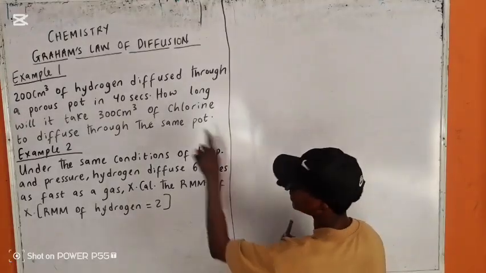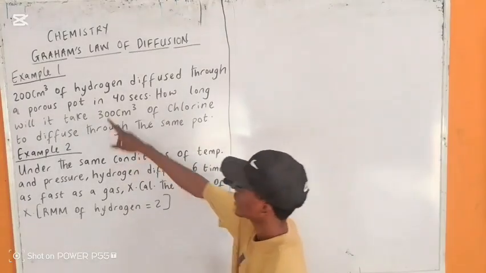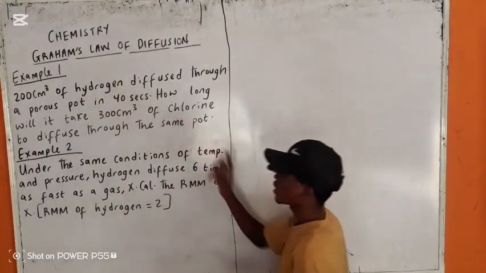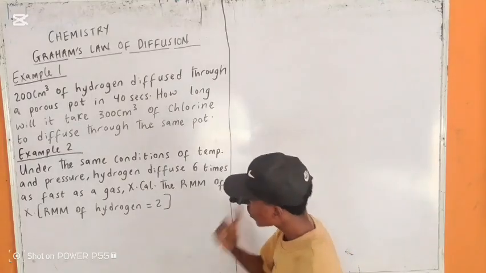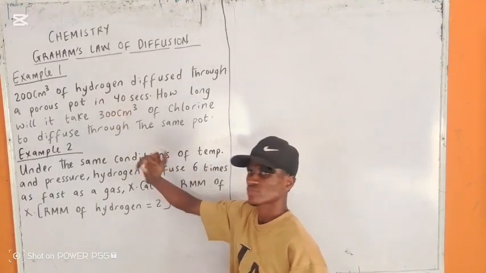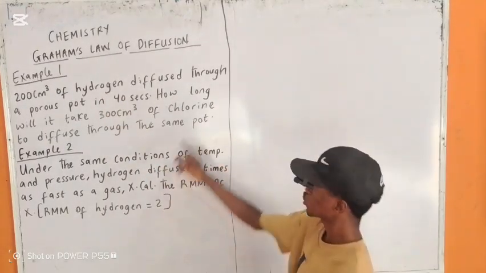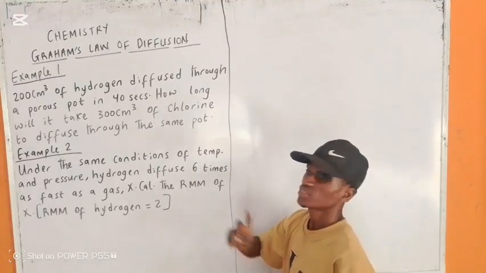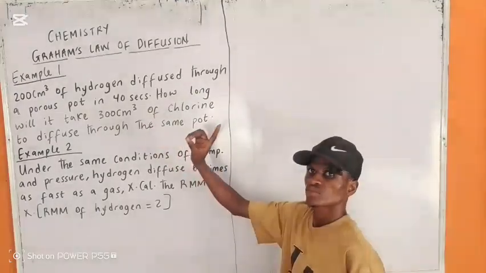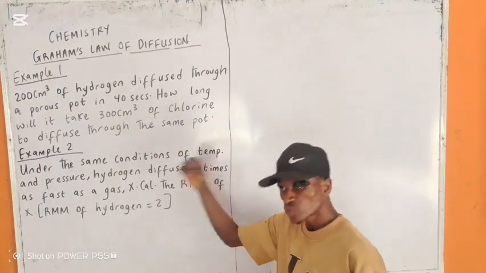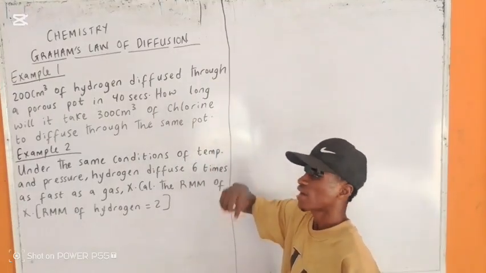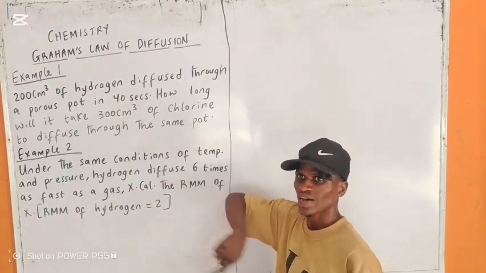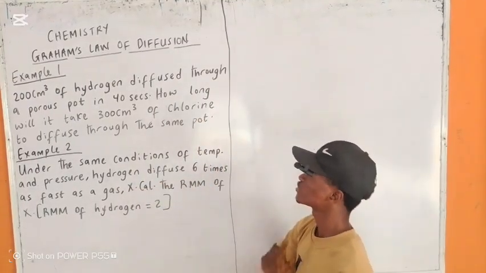Now, we're having two gases here, which are hydrogen and chlorine. The first gas here is hydrogen, and the second gas is chlorine. Everything coming first will be attributed to hydrogen, and everything coming next will be attributed to chlorine.